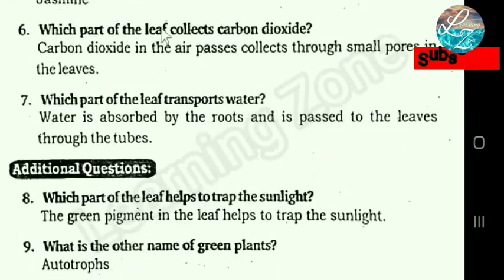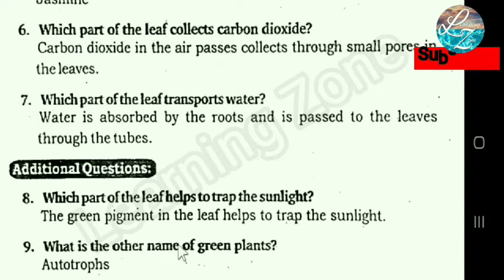Which part of the leaf collects carbon dioxide? Carbon dioxide in the air collects through small pores in the leaves. Which part of the leaf transports water? Water is absorbed by the roots and is passed to the leaves through the tubes. Which part of the leaf helps to trap the sunlight? The green pigment in the leaf helps to trap the sunlight.